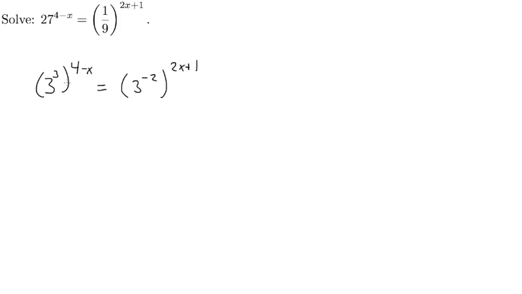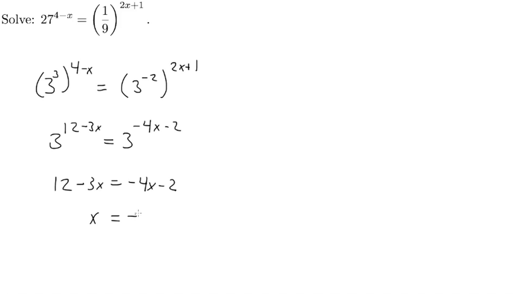All right, so same deal as before. I multiply the exponents, so 3 to the 12 minus 3x equals 3 to the negative 4x minus 2. Same base on both sides, just a single term, so I can drop the exponents. And then just like before, I solve. So let's see here. I'm going to add 4x to both sides, so that gives me x. Subtract 12 from both sides, gives me negative 14.